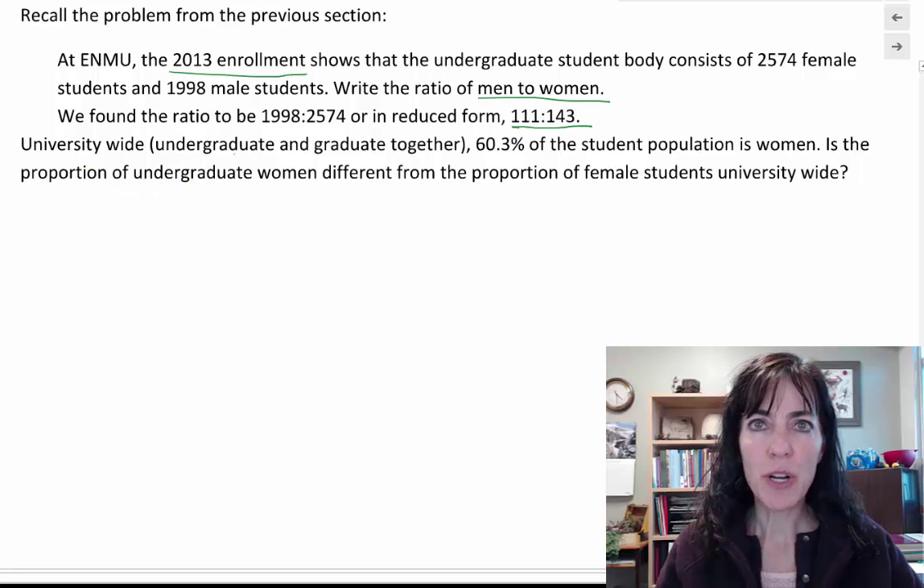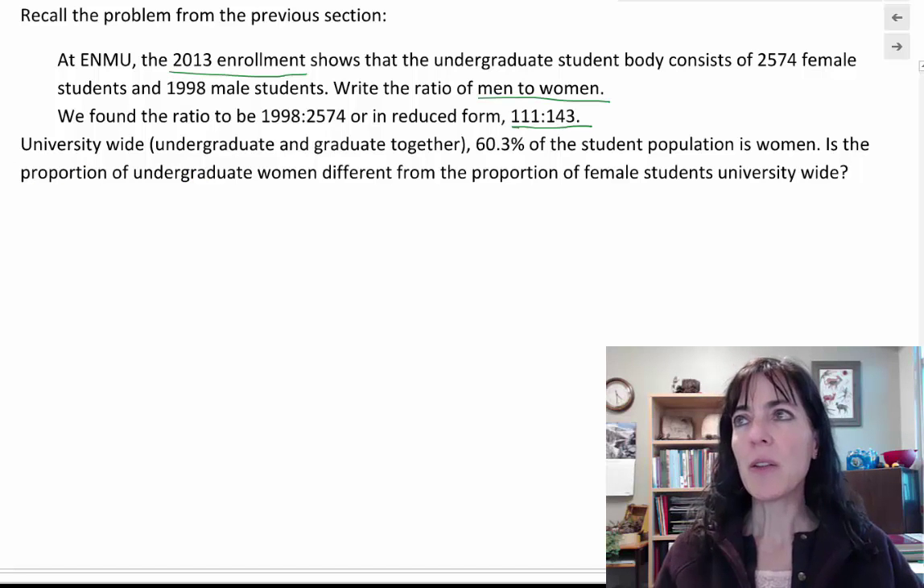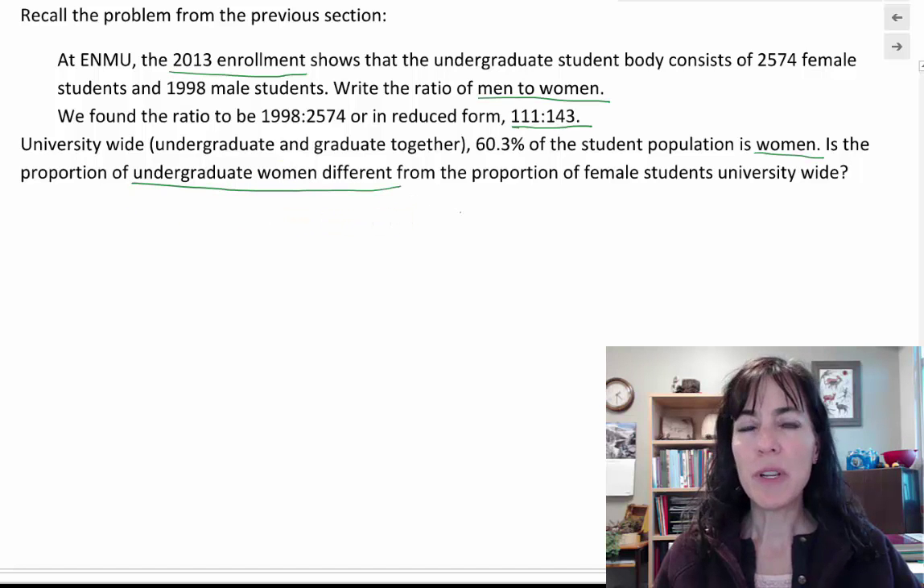University-wide, and that means undergraduate and graduate students together, 60% of the student population is women, and we want to know if that proportion of undergraduate women is different from the proportion of female students university-wide. So when we include the graduate students, does that change the proportion of women to men?